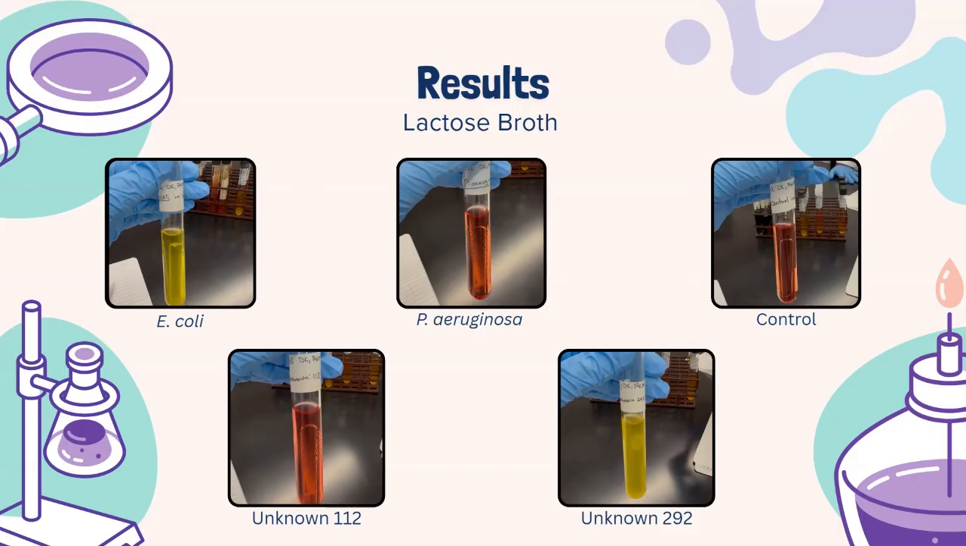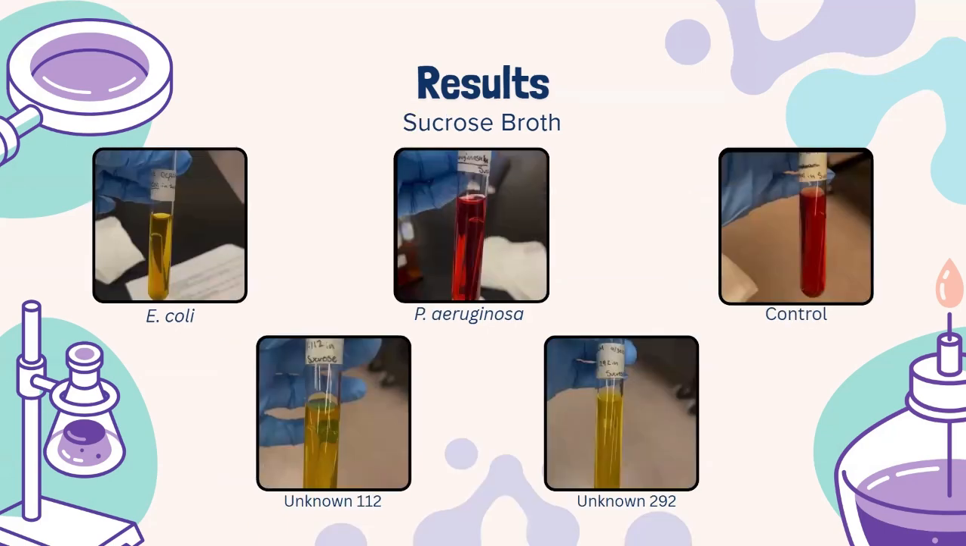Our P. aeruginosa and our control are red because the P. aeruginosa is a non-fermenter and the control, well, hasn't been touched. Our unknown 112 is red, meaning it's not a fermenter of lactose, and it doesn't have gas either because it wouldn't be. These are our sucrose broths.